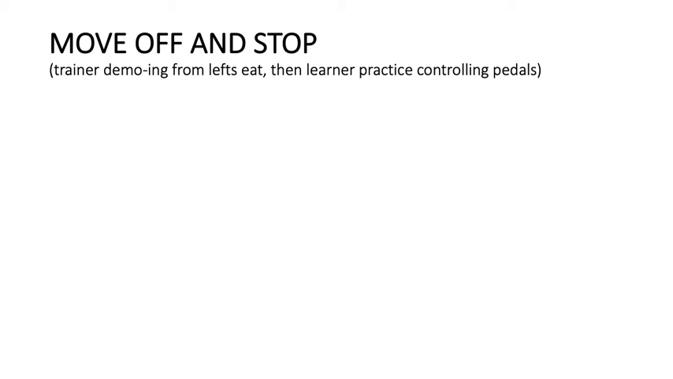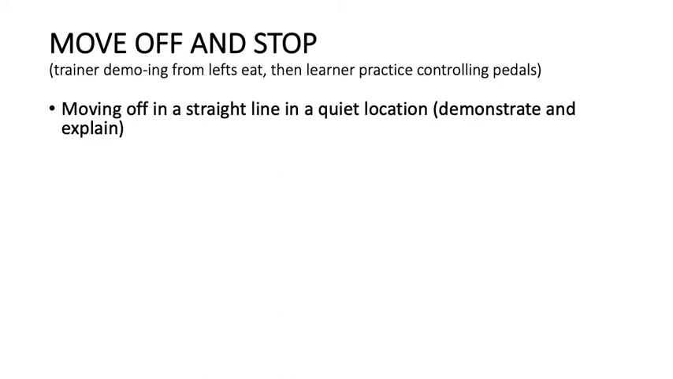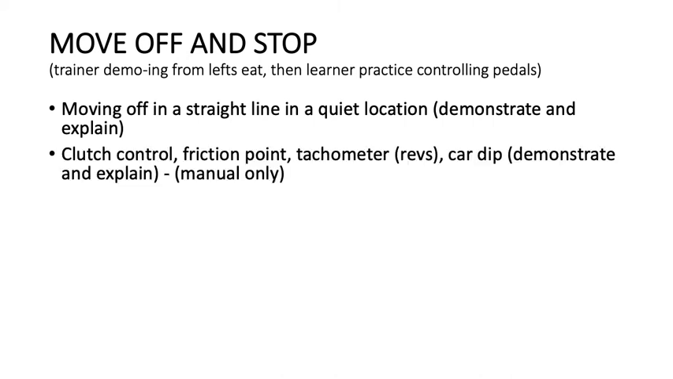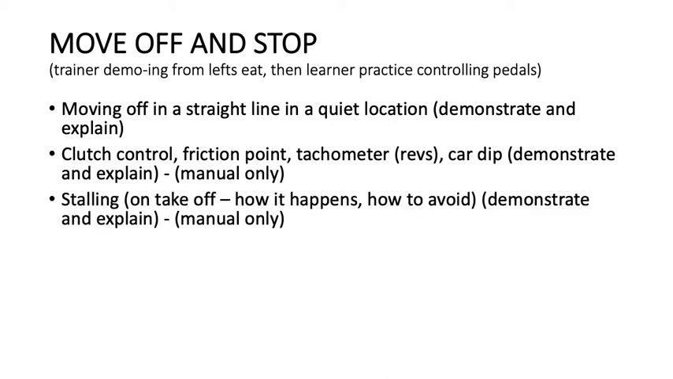Then we move on to applying the use of the gears and the clutch with move off and stop. So the trainer can demo from the left seat, then the learner practices controlling the pedals. So moving off in a straight line in a quiet location. And here we're talking about clutch control, friction point. Some trainers will refer to the tachometer, the revs, feeling the car dip at the back for the manual, and also for the manual driver stalling on takeoff.